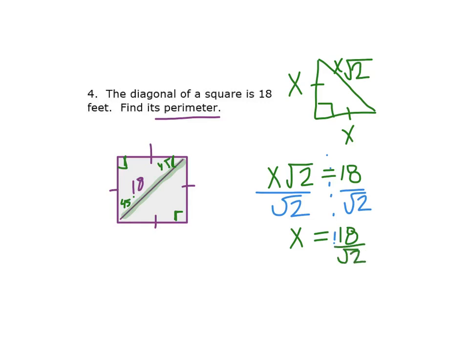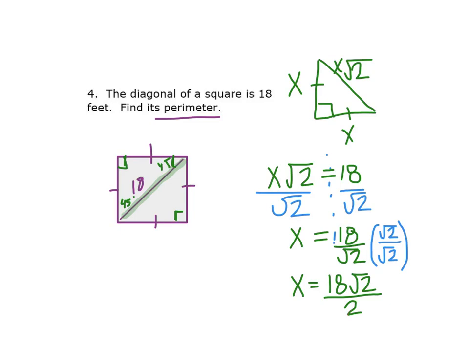And we remember we don't ever want to have a radical in the denominator. So we have to rationalize this. And we do this by multiplying by 1. But we're going to disguise the 1 as the square root of 2 over the square root of 2, because anything divided by itself is always 1. This leaves us with x equals 18 times the square root of 2 divided by 2, because the square root of 2 times the square root of 2 is 2. Those square roots will cancel each other out.